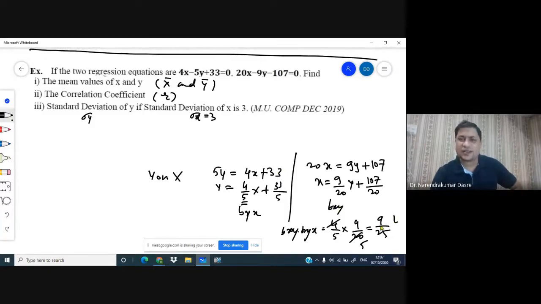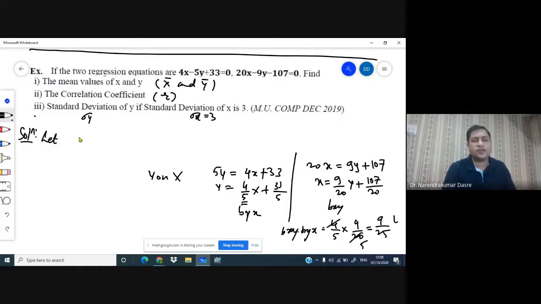If it is greater than 1, that means it is wrong, because r has a maximum of 1, so r square will be maximum 1. If this term goes more than 1, then it is not correct. If this term is less than 1, that is correct. So it is going to be 9 by 25, so it is correct. So this is the line of regression of y on x, and this is the line of regression of x on y. Once you understand this, only then you start solving the problem. Then only can you correctly solve the problem.